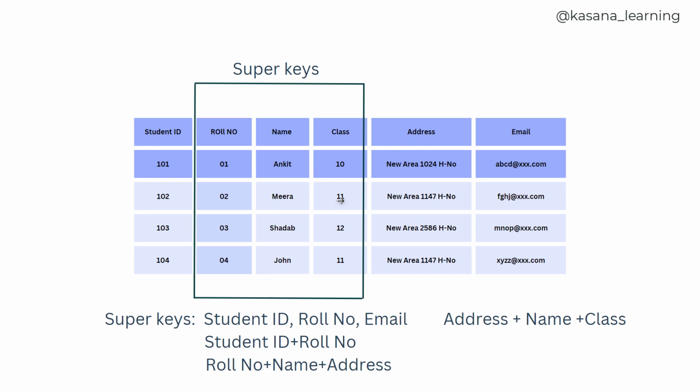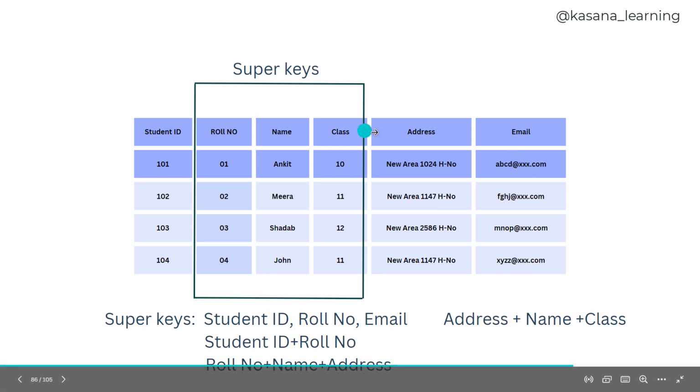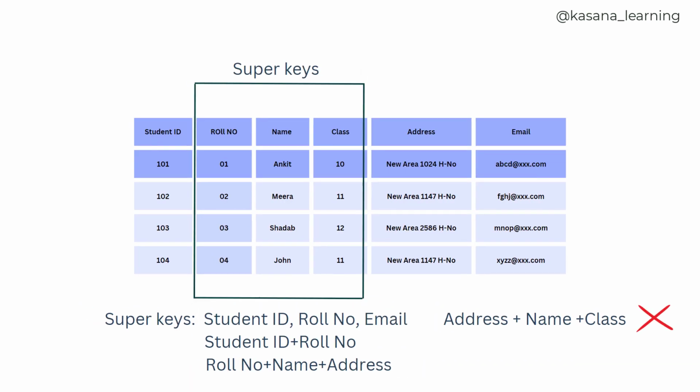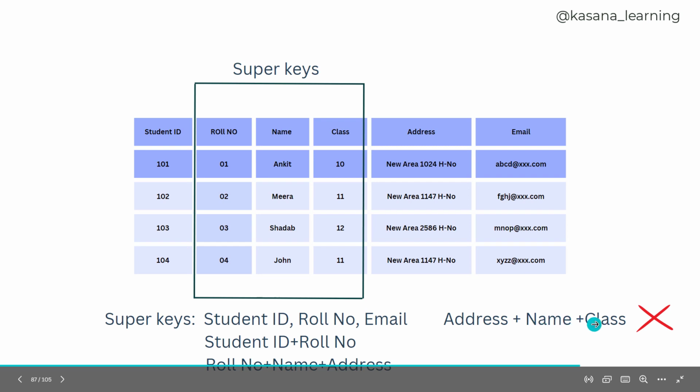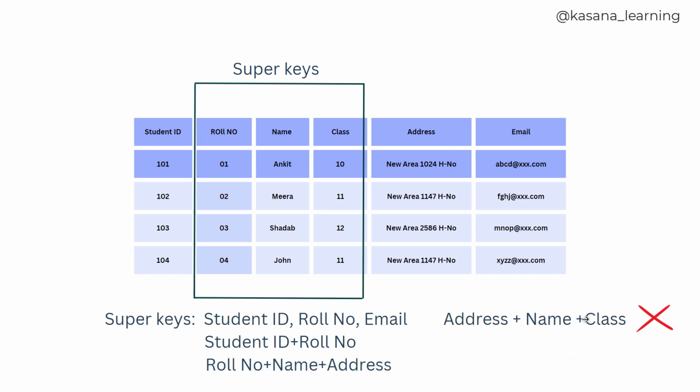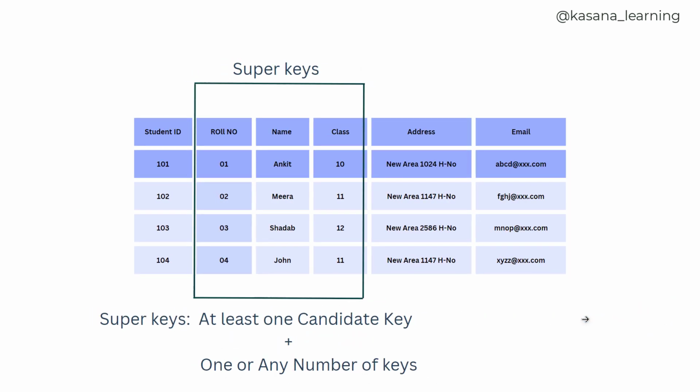Let us suppose for an instance we take address, name, and class. Address, name, and class, these three. Will they form a super key? No, they wouldn't form a super key, because address can be duplicate, name can be duplicate, and class, there also the data can be duplicate. So a combination of these three may not be able to identify any data uniquely in the database. So that's why we can't take all of these three as a super key. It must have at least one candidate key in it.